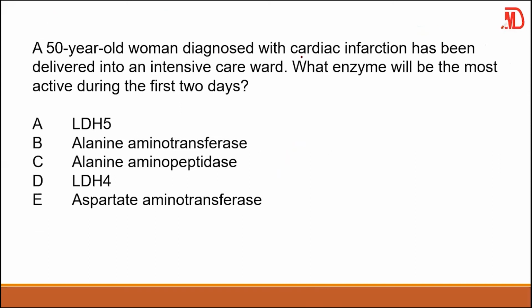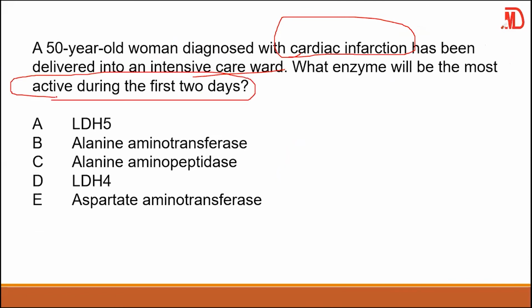A 50-year-old woman diagnosed with myocardial infarction has been delivered to an intensive care ward. What enzyme will be most active during the first 2 days? You remember when I was talking to you about AST and ALT, and I was telling you that it can also be found in the heart. So now this is our question. What enzyme will be most active? Obviously, we can have ALT and the AST present. But which one of them will be more in the heart, and which one will be more in the liver? That's the little clue I want to give you guys.